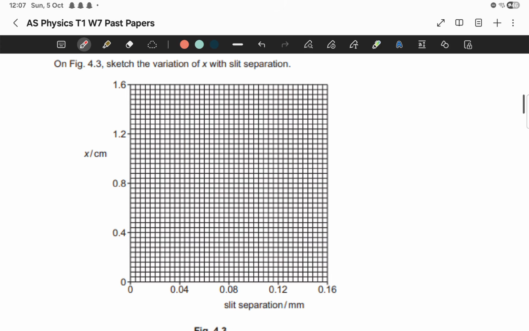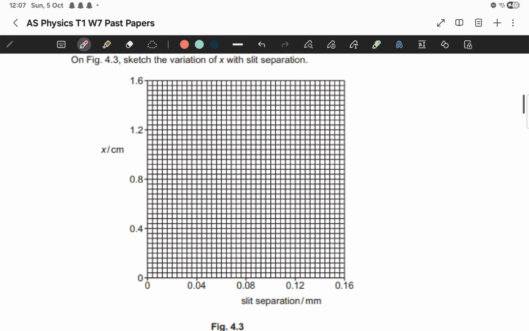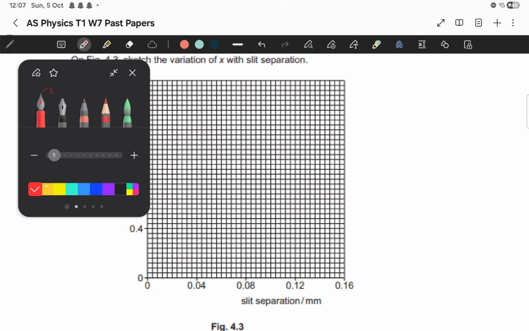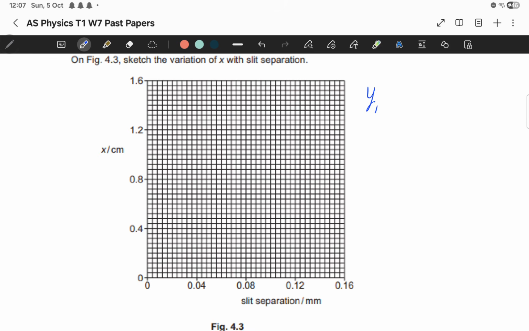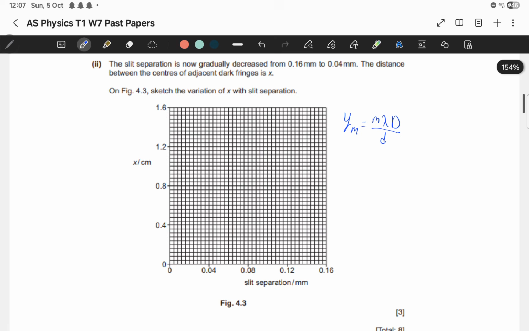So if you don't understand this way, just keep watching and figure out the other way. I have the formula y_m equals m lambda D over small d, right? And what I'm concerned about in this question, relating to this formula, is the slit separation. So I'm only concerned with d and the variation of x, which they told you is the distance between the centers of adjacent dark fringes. So that means it's just delta y, because it's the distance between the centers.